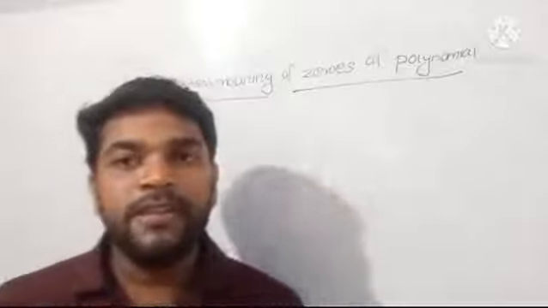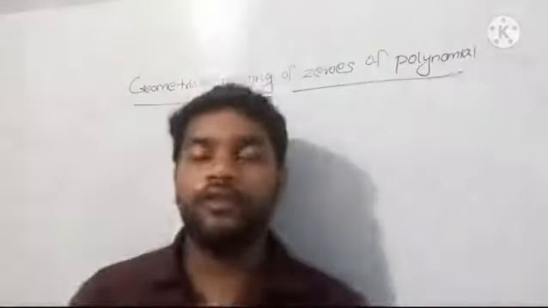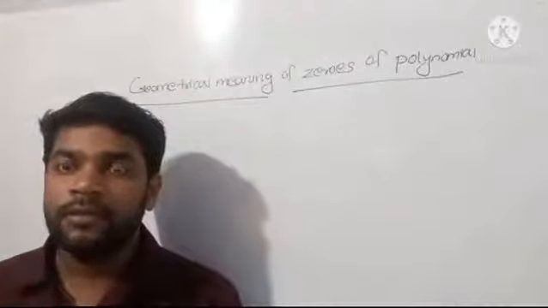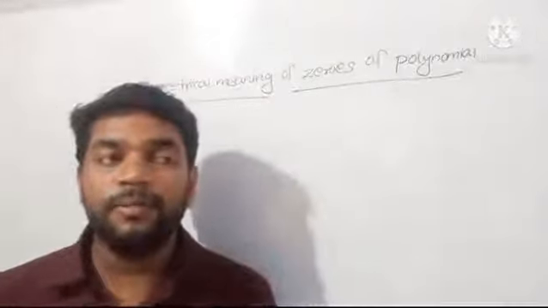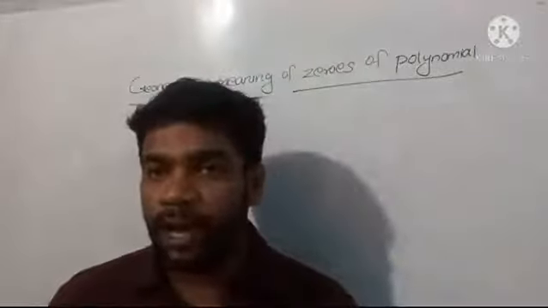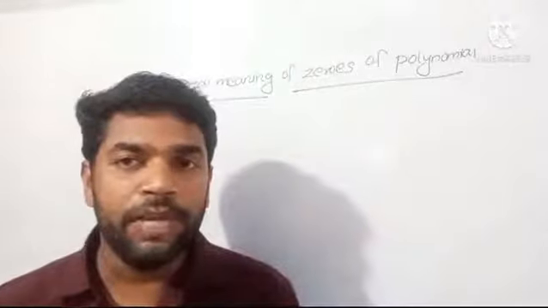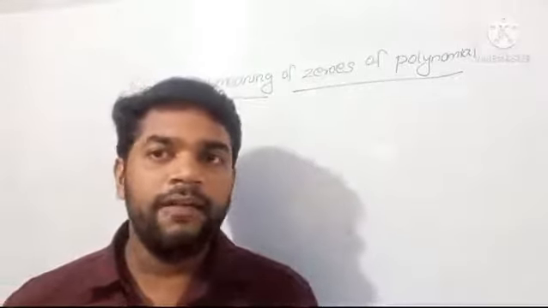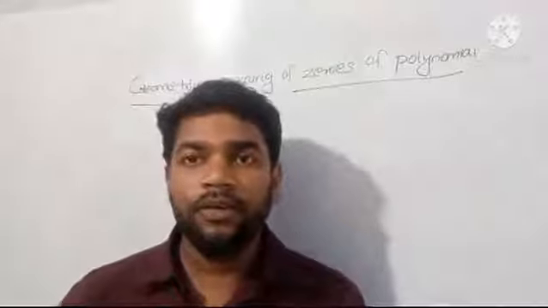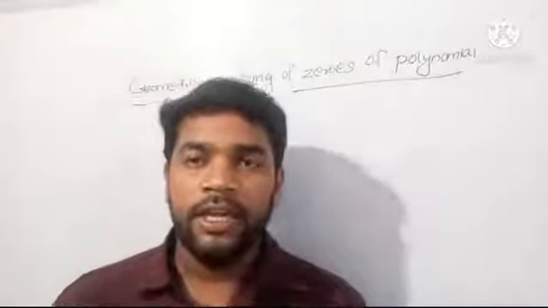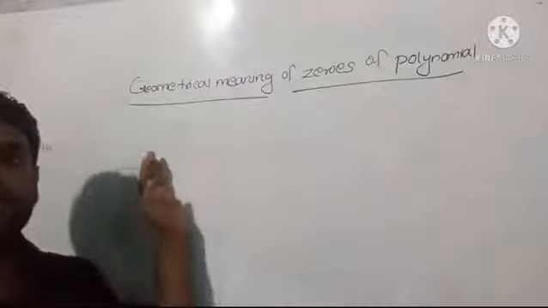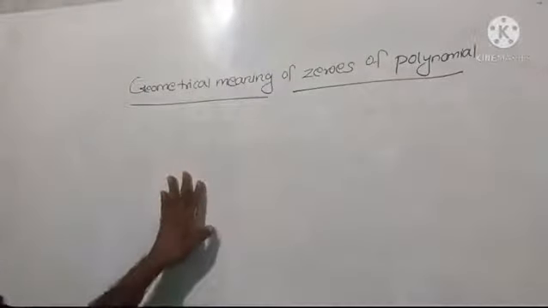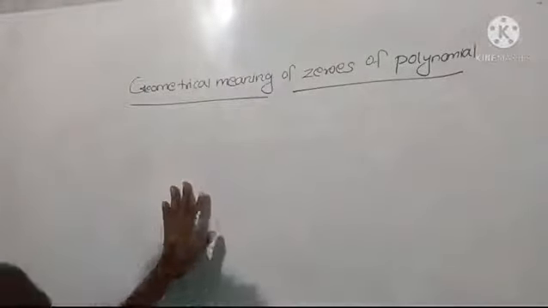So what do you mean by zeros of polynomial? Zeros of polynomial means when we substitute any value in the polynomial, the whole polynomial value becomes 0. So that value we call a zero of a polynomial. Here, geometrical meaning means a graphical representation of zeros of polynomial.